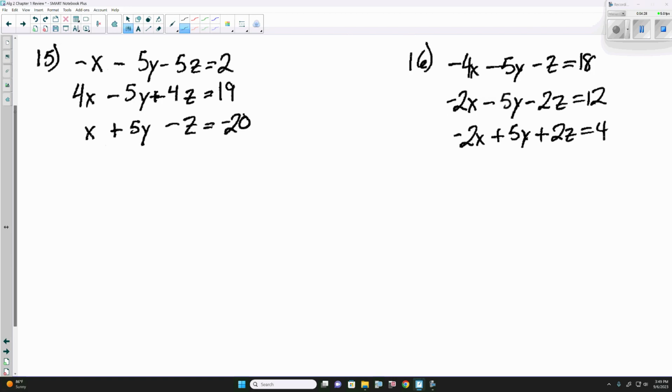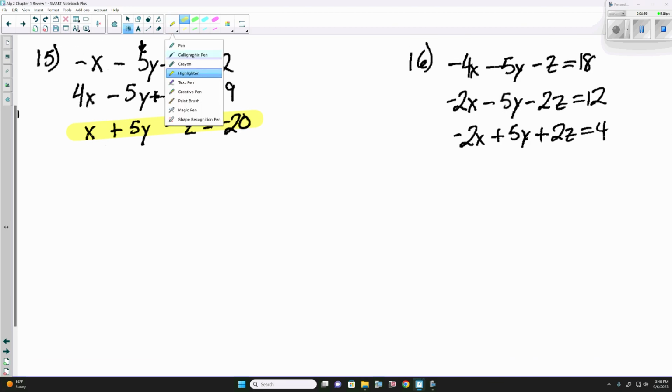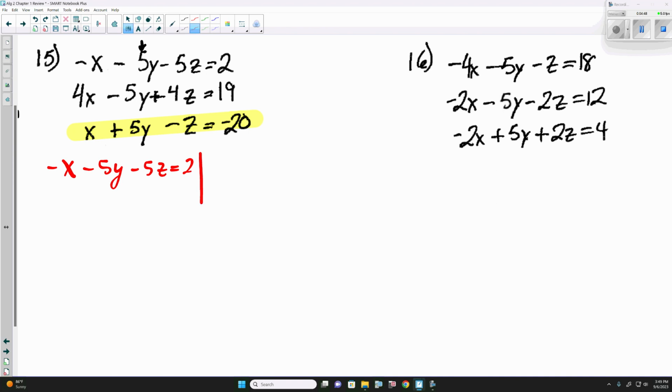And if we did this one by hand, we would pick a variable to eliminate. I'm going to eliminate y. And then I need an eliminator equation. I picked the bottom one. So the first thing I'm going to do is rewrite the other two equations. So negative x minus 5y minus 5z equals 2. 4x minus 5y plus 4z equals 19. Then I'm going to write the eliminator equation underneath.